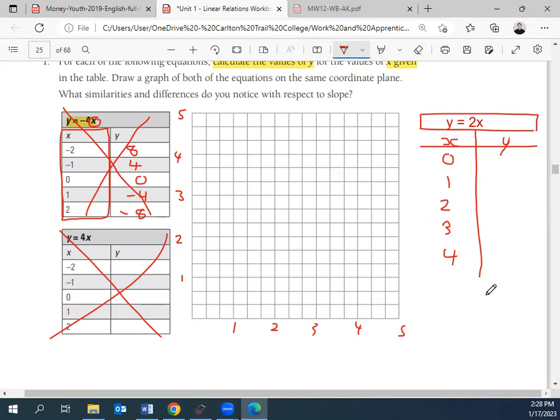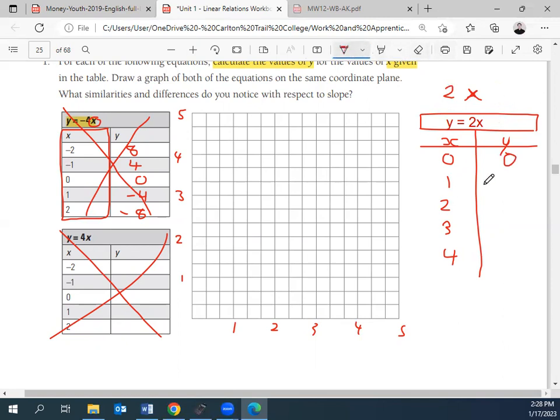What I need to now do is substitute instead of an x here. So instead of this being 2 times x, it's going to be 2 times whatever's here. If I did this first one, instead of an x, there's a 0 here. 2 times 0 is 0.